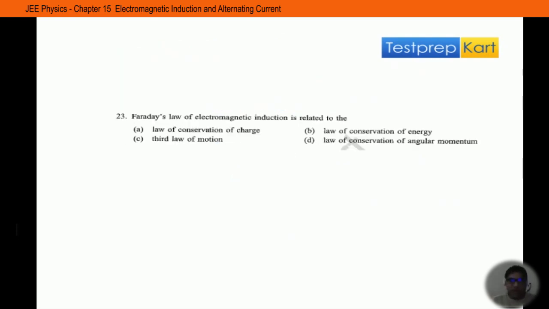The next question is: Faraday's law of electromagnetic induction is related to what? Faraday's law says that if there is a change in flux, there will be an induced EMF, and according to Lenz's law, the result of that EMF will try to oppose this change. It means it is ultimately trying to conserve the entire energy in the system. So this law also supports the conservation of energy. So option B is correct for question number 23.